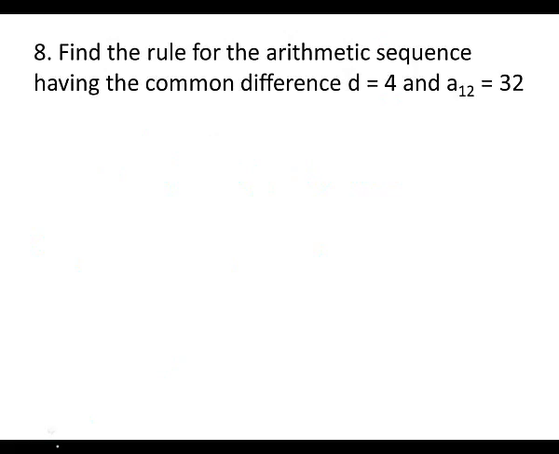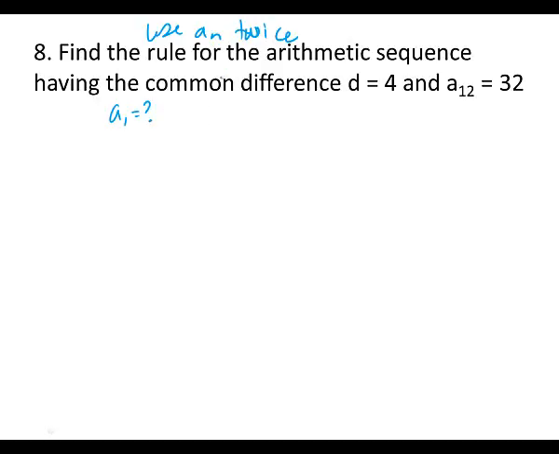Okay. Alright. We're going to find the rule for the arithmetic sequence having the common difference of 4 and a sub 12 is 32. So on this one, you need to use a sub n twice. You might want to write that down. Use a sub n twice. Okay, that's the key to getting this one. I don't think this one's very hard, but this is probably one of the harder ones on this test. Okay? So, because I don't know a sub 1.